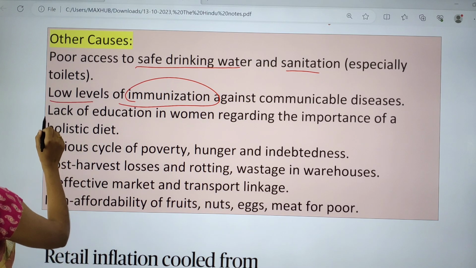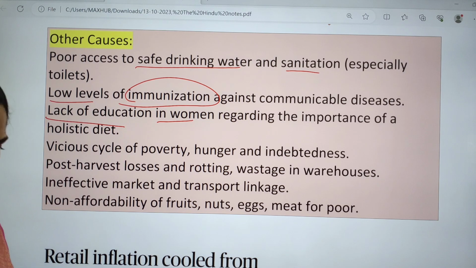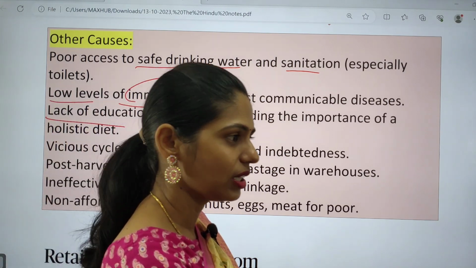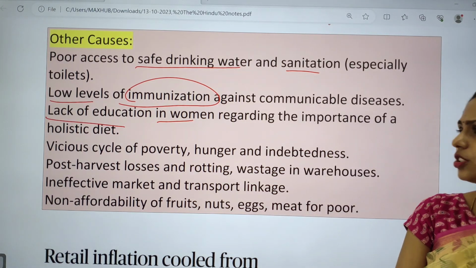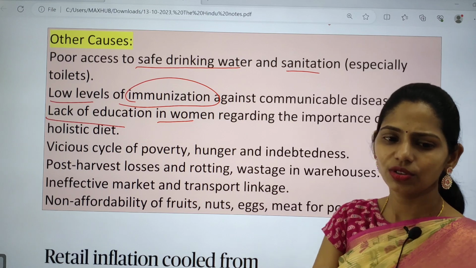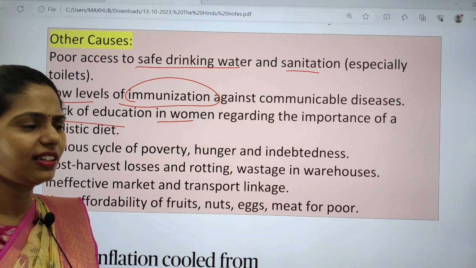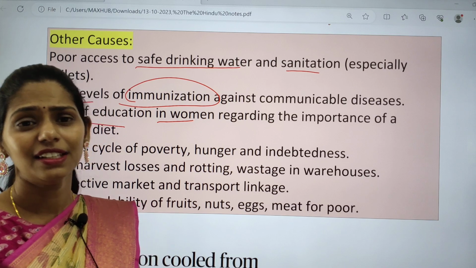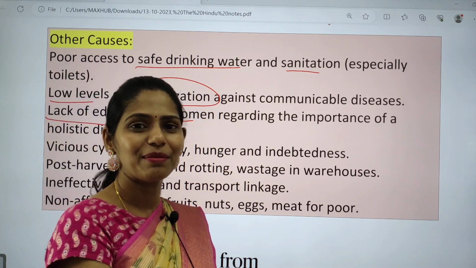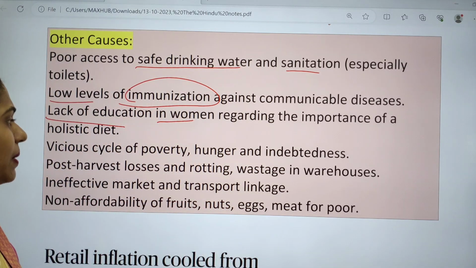And next one is lack of education in women regarding the importance of a holistic diet. Especially women, whenever they are entering the important phase of their life, like pregnancy and lactation, will not be focusing on the diet. Even during pregnancy, I used to focus much on my diet, but once I got delivery, even though I have knowledge and came from a medical background, now I am not focusing on my diet. That is reality. Especially lactating women will be facing this problem.